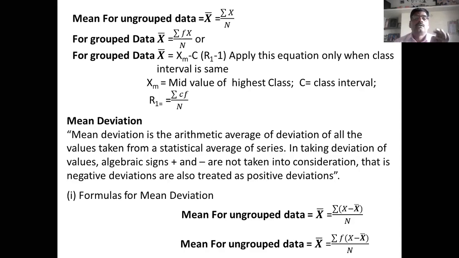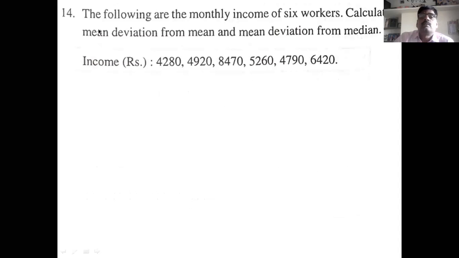Okay. So now we calculate mean deviation. We see an example. This is a problem taken from the book. You see this example. The following are the monthly incomes of 6 workers. Calculate mean deviation from mean and mean deviation from median. Two sets of questions are there. One is mean deviation from mean. Another is mean deviation from median.